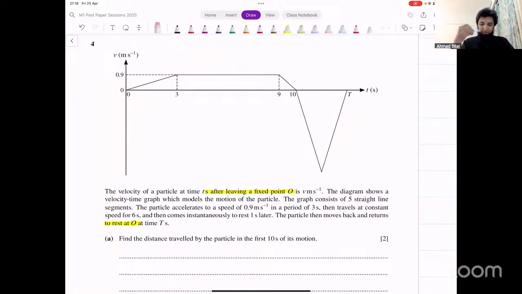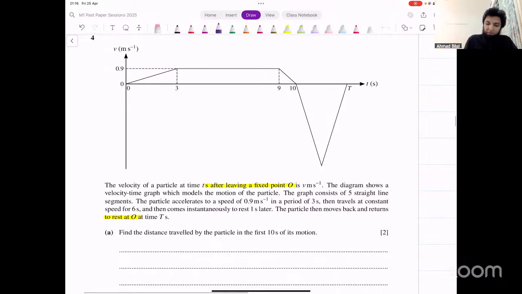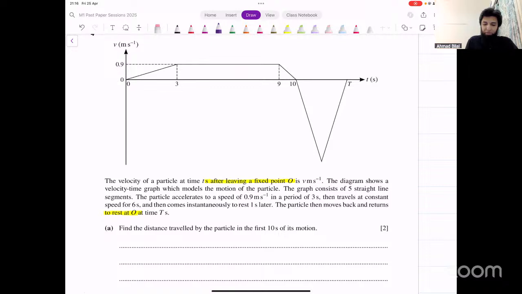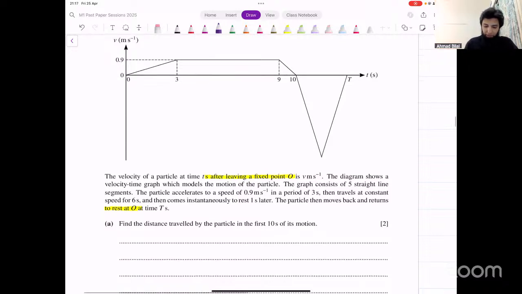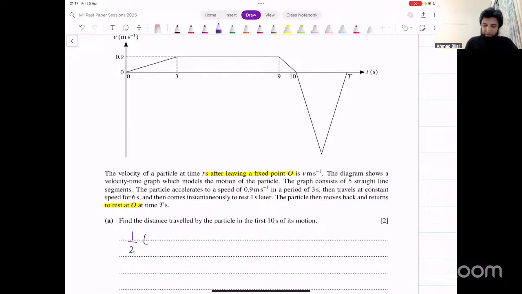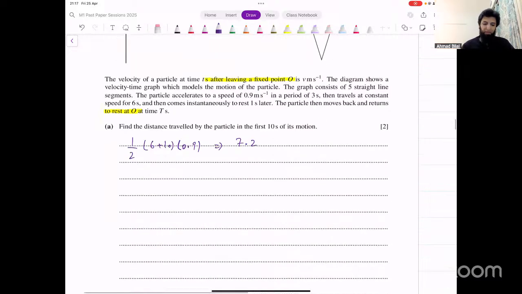Now, in the first part, they're saying, find the distance traveled by the particle in the first 10 seconds of its motion. Now, it's a velocity time graph. In a velocity time graph, displacement is given by the area under the graph. Now, this is all positive, so we can just find the area under this graph, and that will give us that displacement. It's a trapezium. How do you find area of a trapezium? Half into sum of parallel sides into height. Parallel sides are 6 and 10. So we say 6 plus 10 times the height. Height is 0.9. This time 0.9. And that will give us the result. 8 into 0.9, that will be 7.2. Yeah, thank you. That's part A.